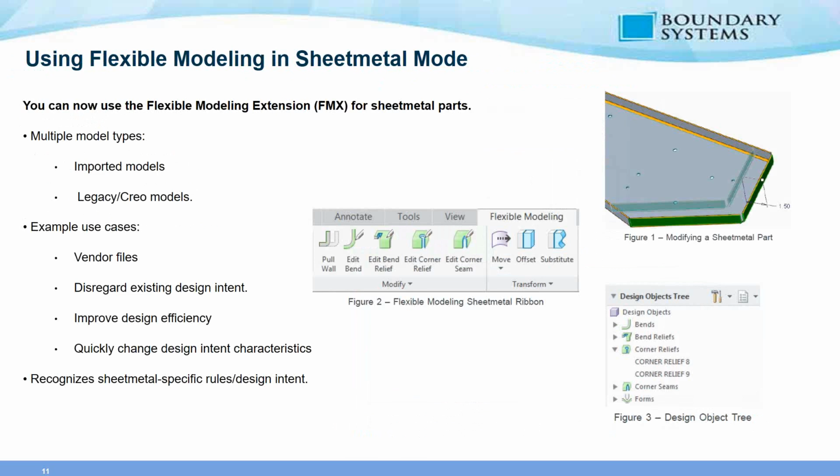So, and the next thing, and I think this is a really nice feature, and I've kind of been waiting for this, is the ability to use flexible modeling in sheet metal. Okay, so now whenever you have a sheet metal part, you have a flexible modeling tab in there also. So this tab is much like the flexible modeling tab whenever you're doing standard solid part design, where you have the ability to move and offset faces and etc. But now there's specific sheet metal functionality in there also. Like you can pull on a wall, edit bends rapidly also.